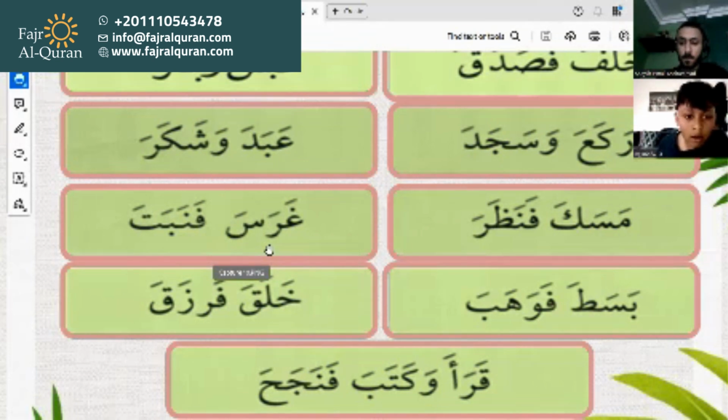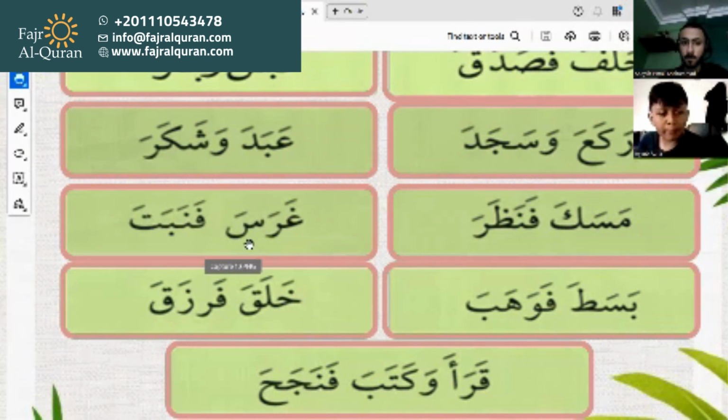الغرس فنبت. Okay, great, but try to avoid giving time here between the words.